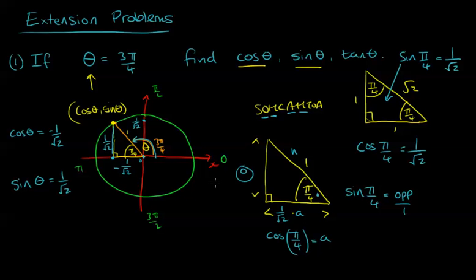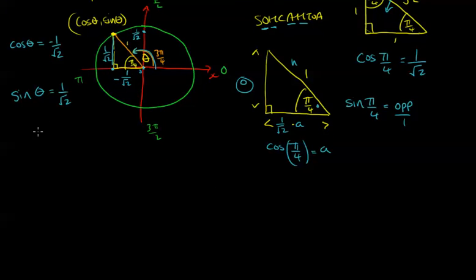So if we sum this up, cos of the angle 3 pi over 4 has got to be minus 1 over root 2, and sine of 3 pi over 4 must be 1 over root 2, because that's the particular coordinate we have. We've got to go minus 1 over root 2 here and up 1 over root 2. So these have to be the numbers, but we're just using pi over 4 to work out these numbers here.